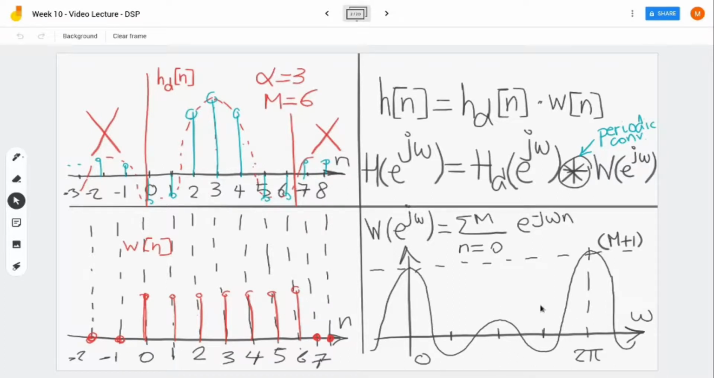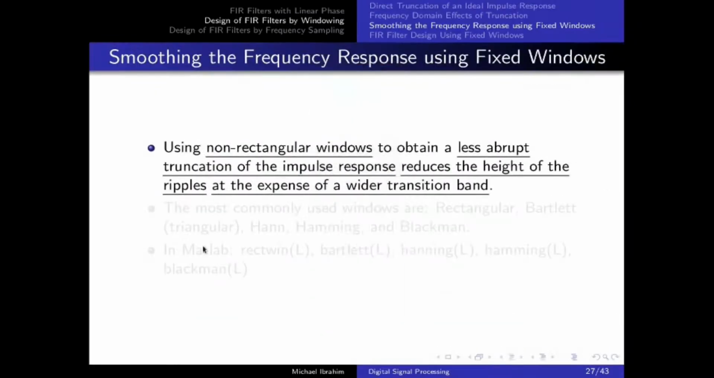That's why we hope that by using different windows which have a smooth transition, instead of a sudden transition, we will get less ripples and less fluctuations in the frequency domain. So the statement simply says that using a non-rectangular window obtains a less abrupt truncation: instead of a sudden change in the window from 0 to 1, we'll have a gradual change.